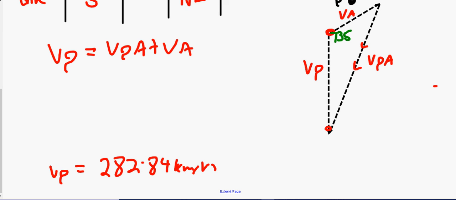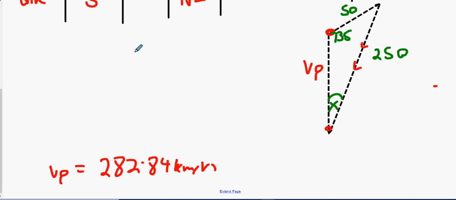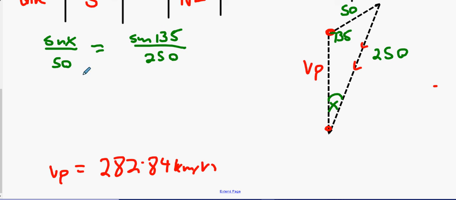Now, phi a is what, guys? 50. Okay. Phi pa 250. Call this angle x. So what can we say about sine x? You be quick on this to calculate sine x for me. Sine x over 50 equals what? Sine 135 divided by 250. And what do we get here?